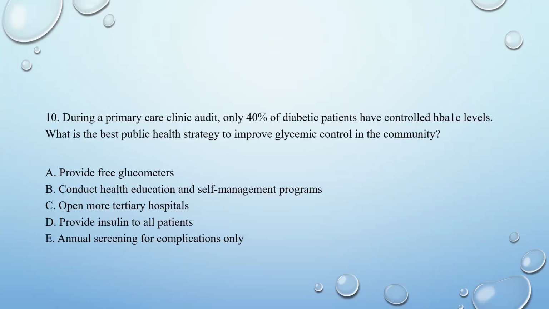The last MCQ is during a primary care clinic audit, only 40% of diabetic patients have controlled HbA1c level. Which is the best public health strategy to improve glycemic control in the community? A, provide free glucometers. B, conduct health education and self-management programs. C, open more tertiary care hospitals. D, provide insulin to all patients. E, annual screening for complications only.